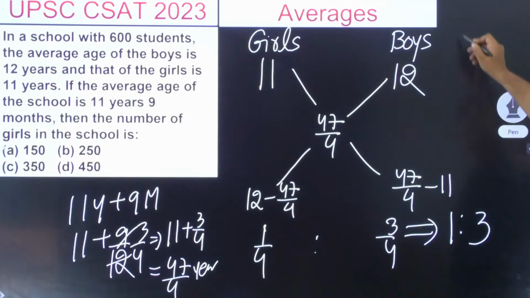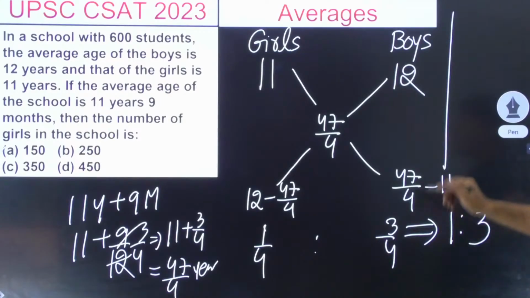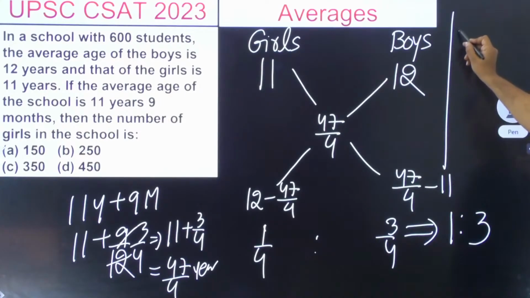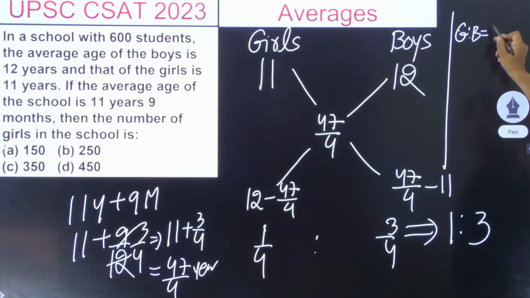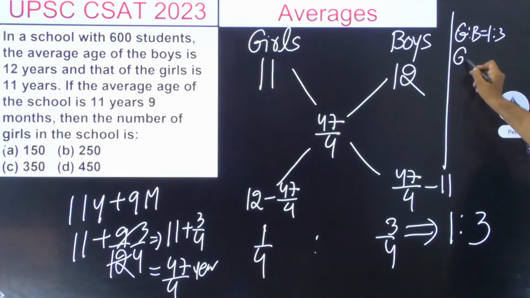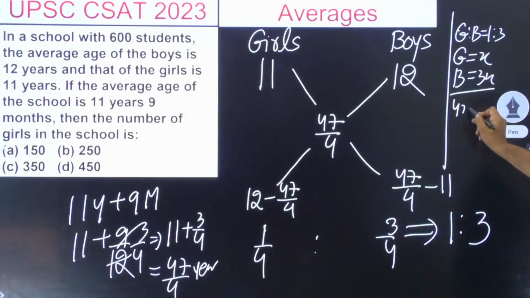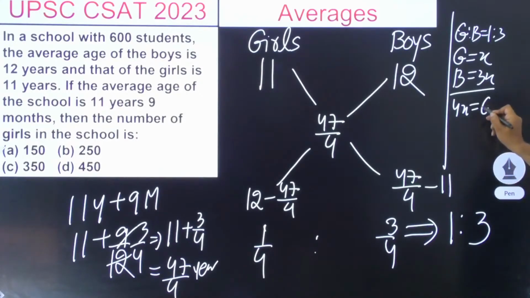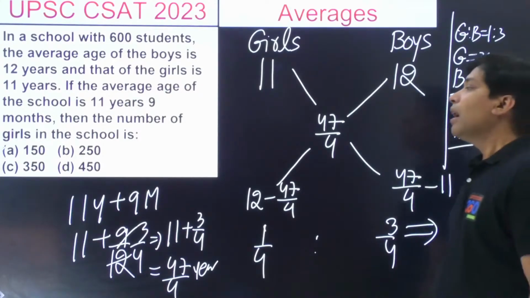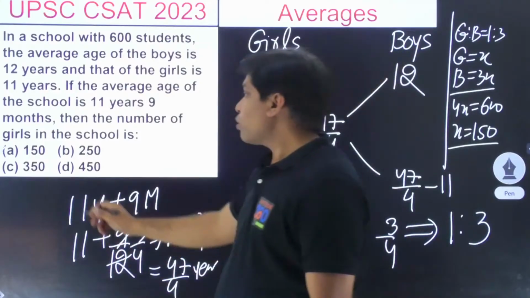What does that mean? This means that boys and girls are in the ratio of 1:3. So girls to boys is given to you as 1:3. So girls will be x and boys will be 3x, and total is 4x. As per the problem, 4x is given to you as 600. So the value of x is coming out as 150. How many girls are there? x, which is nothing but 150.